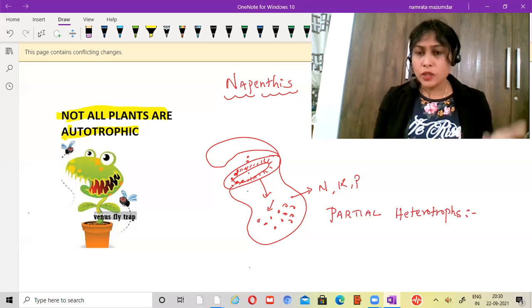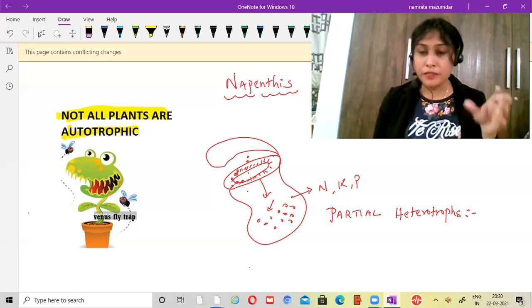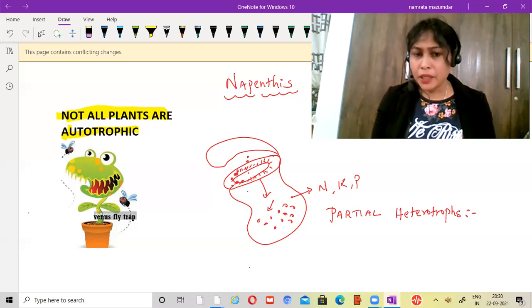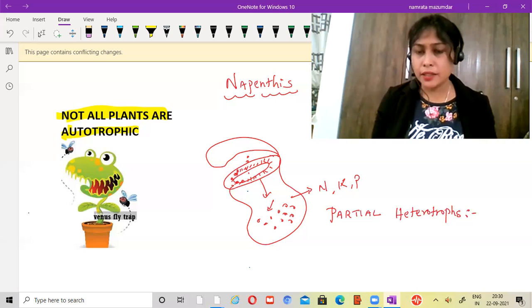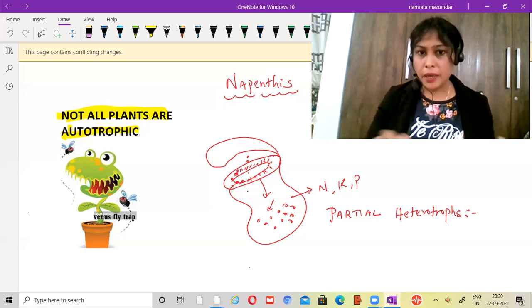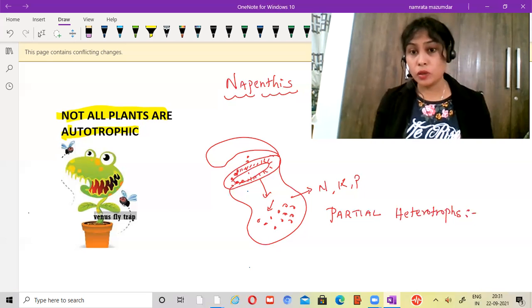Because, as you see, this structure is a leaf modification. It looks like a tubular form. It's very attractive and colorful to attract insects. In this tubular form, it ingests and digests the insects. But the main photosynthesis is done by the other part of the body, like the petiole and the leaf-like structure. The green part is also there, which contains chlorophyll.